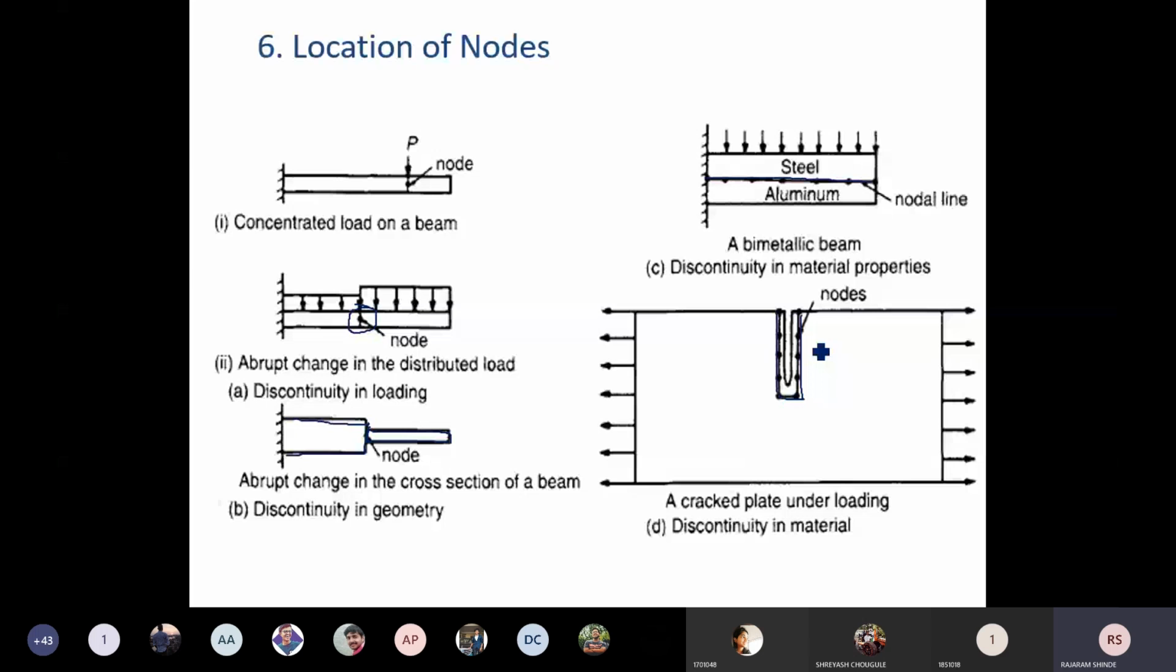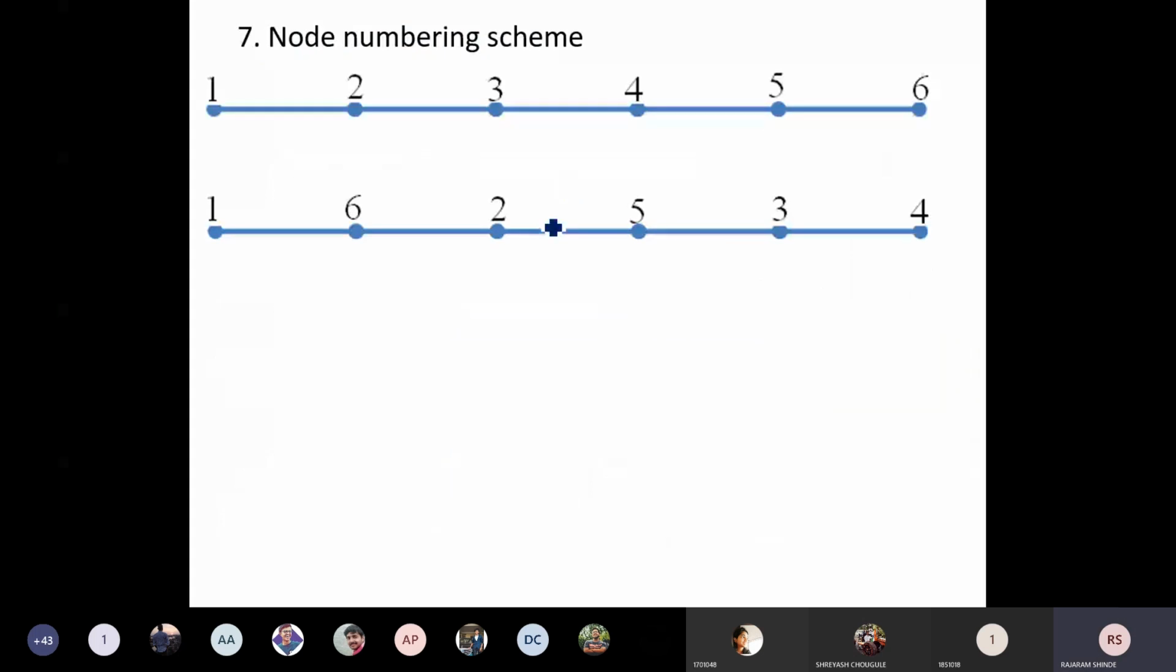It is a simple thing for understanding, and this is a theoretical part. This is not useful when we work on the software, location of nodes. Software will automatically decide the location of the nodes. Okay, next one, node numbering.